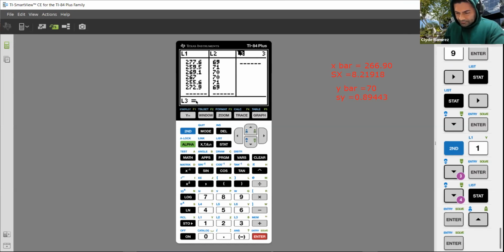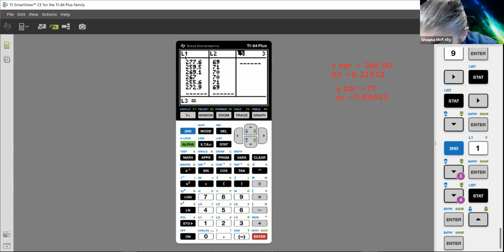Now, in L3, first of all, I could create a name for L3 if I want. I'm going to leave it as L3 right now, but I'm going to create a formula just like a spreadsheet does. And what I want L3 to be is X minus X bar.